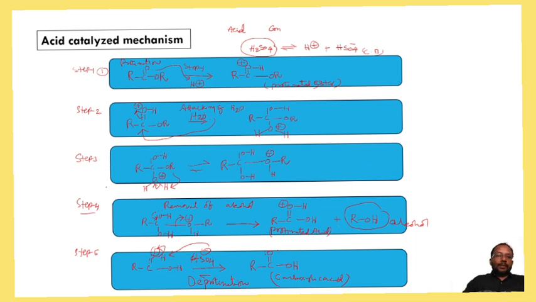The first step is a protonation step, so protonated ester formation takes place. In the second step, the H2O molecule attacks the carbonyl carbon to form the nucleophilic addition product. In the third step, the proton is exchanged from this oxygen to the alkoxy oxygen. In the fourth step, alcohol is removed to form protonated acid. The final step is a deprotonation step, where HSO4 minus takes up this proton to form H2SO4 again. So the acid catalyzed hydrolysis mechanism is a reversible mechanism.